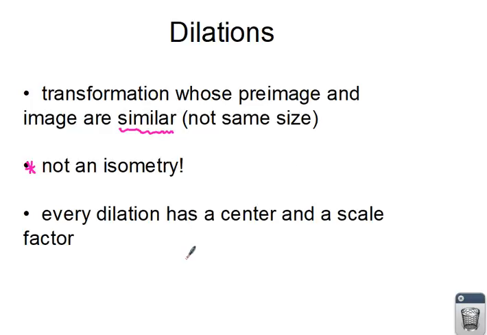Every dilation has a center and a scale factor. The center is what the shape gets bigger or smaller from. So it gets farther away from the origin or it gets closer to a point, something like that. And then the scale factor is how big it gets. So it gets 2 times bigger, it gets a third as big, it gets 10 times bigger, whatever. Okay? These are the two things that you have to have in order to do a dilation.